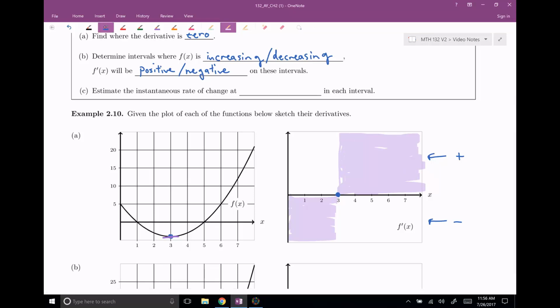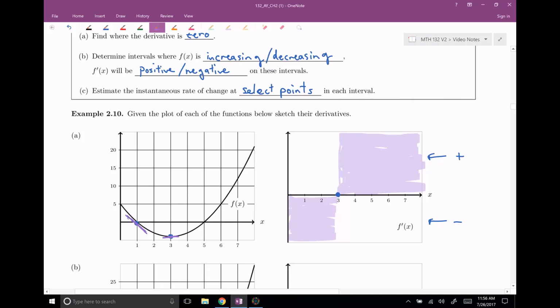All right, so the final step is to estimate the instantaneous rate of change, or the slope at a point, or the derivative, right? There's lots of different ways to say the same thing, at select points on each one of these intervals. So select points on each one of these intervals. So, okay, I'm going to estimate the derivative here at 1. So at 1, if I was to sketch this tangent line, I'm using purple here, we can see indeed the derivative is negative.